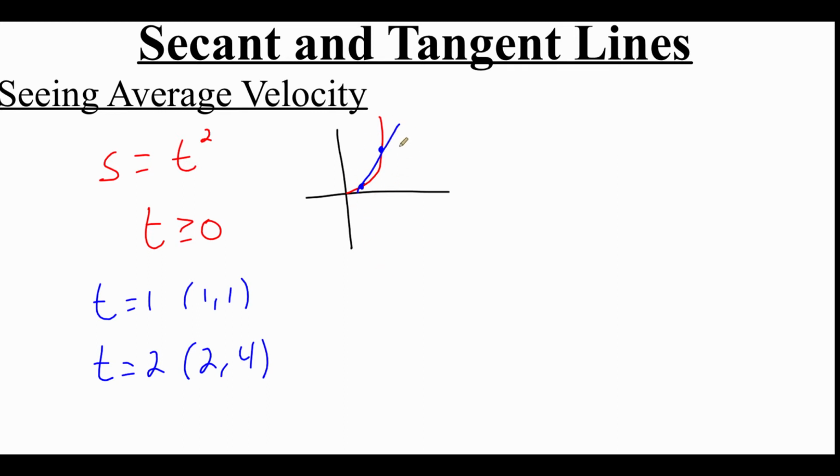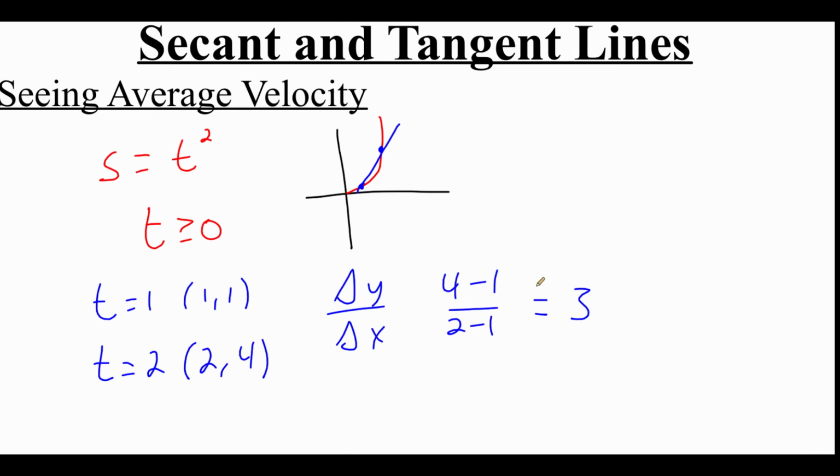If we wanted to find the slope of this line, or find the average velocity for this function, we can use these ordered pairs that we just came up with and do our delta y over delta x. So I'm going to take 4 minus 1 over 2 minus 1, so we get an average rate of change, or an average velocity of 3. So what that means for us is that the average velocity of this ball traveling down this ramp is 3 feet per second on the interval between 1 and 2 seconds.